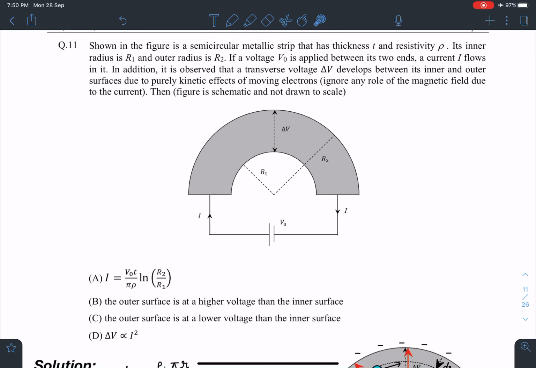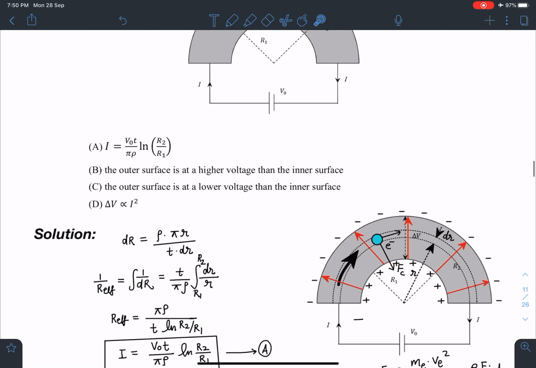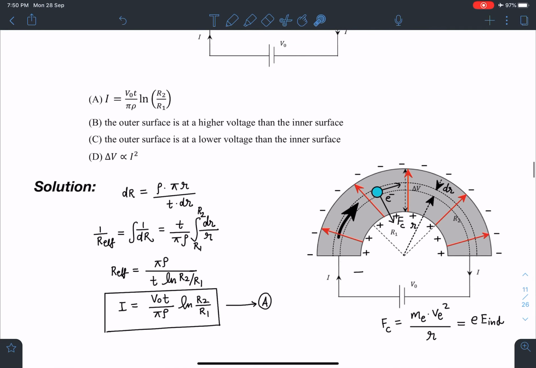Question number 11. Shown in the figure is a semicircular metallic strip that has thickness T and resistivity rho. Its inner radius is R1 and outer radius is R2. If a voltage V0 is applied between its two ends, a current I flows in it. In addition, it is observed that the transverse voltage delta V develops between the inner and outer surfaces due to purely kinetic effects of moving electrons. Ignore any role of magnetic field due to the current. Then, 4 options are given, and it's a very beautiful problem.